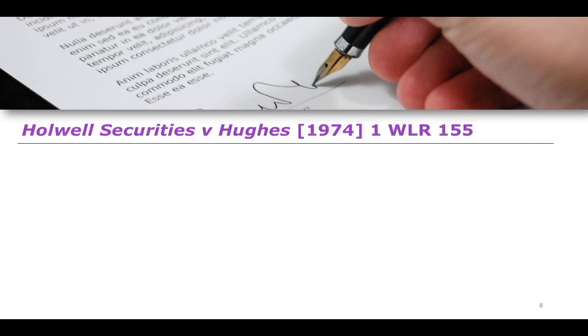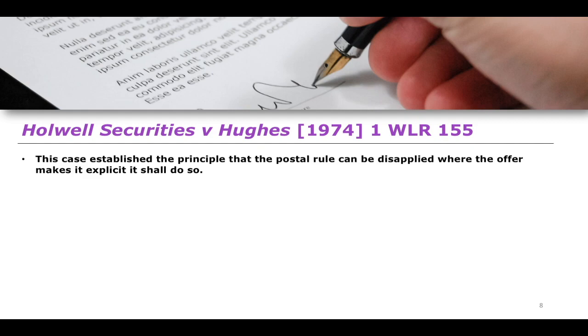A good indication of this is the case of Holwell Securities v Hughes from 1974. This case establishes the principle that the postal rule can actually be disapplied in certain circumstances, one of which is where the offeror makes it very explicit that they want to disapply the postal rule.